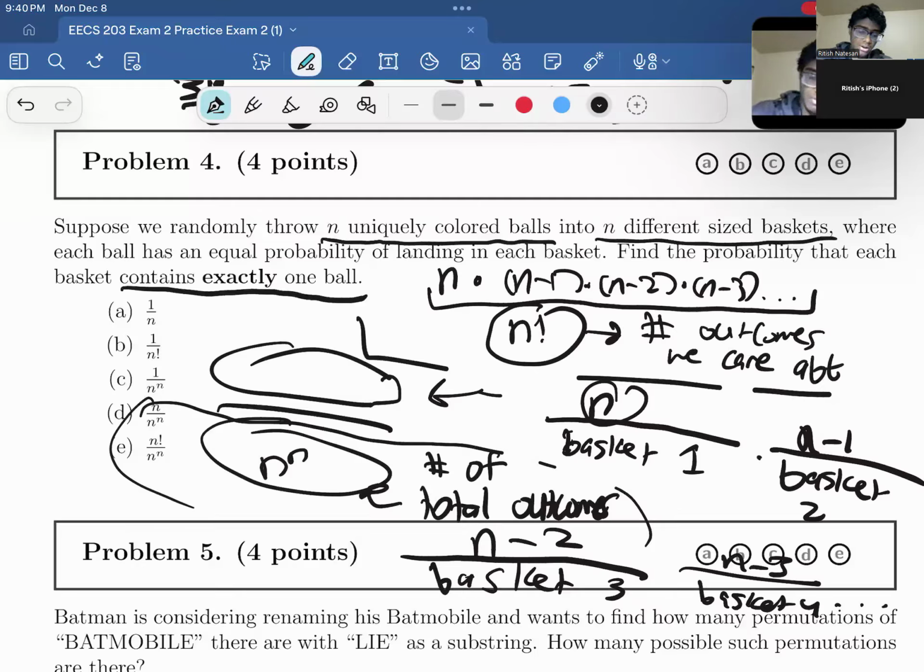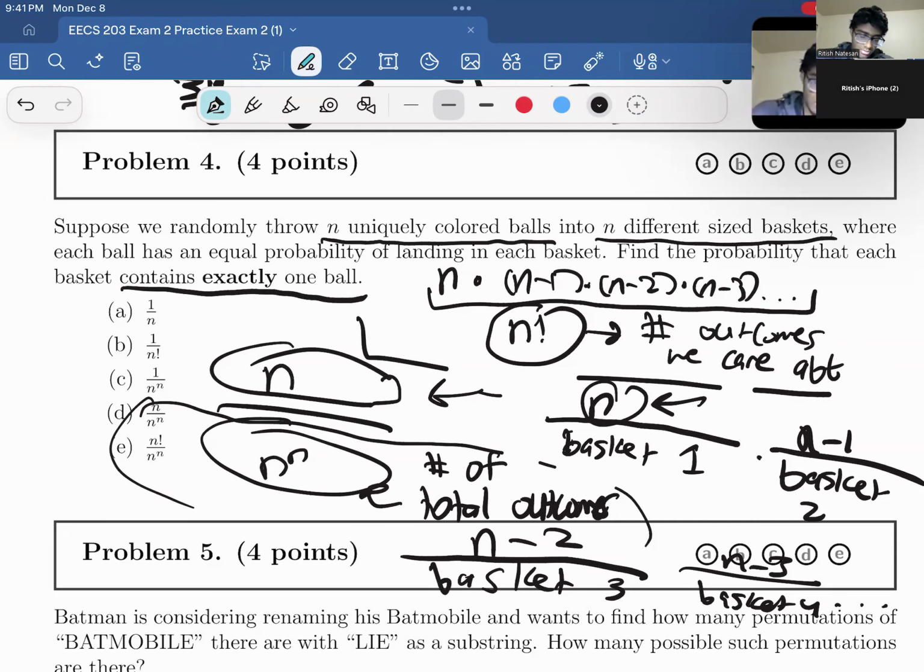And in this problem, the outcome we care about is an outcome where every single basket has exactly one ball. And we know for a fact that this number counts all those scenarios because the way that we assigned it is that each basket has only one ball. This is not the number of balls in the basket. This is the number of options from which we can pick that one ball. But the way that we've done this counting, we've essentially forced only one ball into a basket.